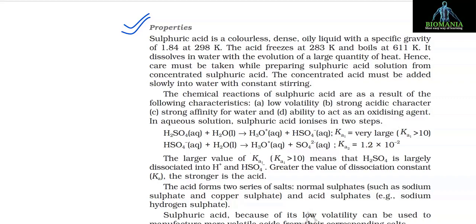The chemical reactions of sulfuric acid are a result of the following characteristics. A. Low volatility. B. Strong acidic character. C. Strong affinity for water. And D. Ability to act as an oxidizing agent.